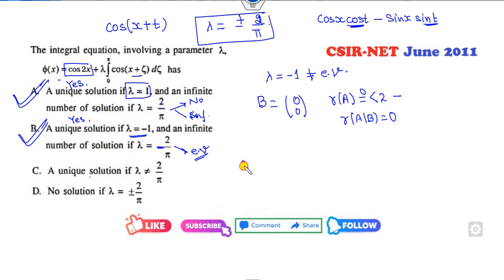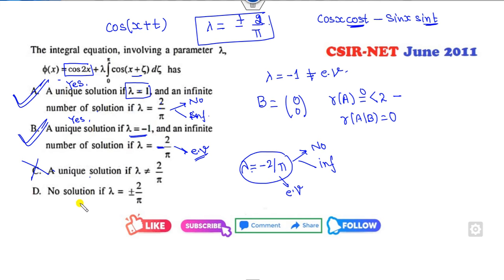That's wrong. Because if lambda is minus 2 over pi, can you get a unique solution? No, because this is my eigenvalue. When lambda is equal to this, then you have either no solution or infinitely many solutions. So this option is cancelled.